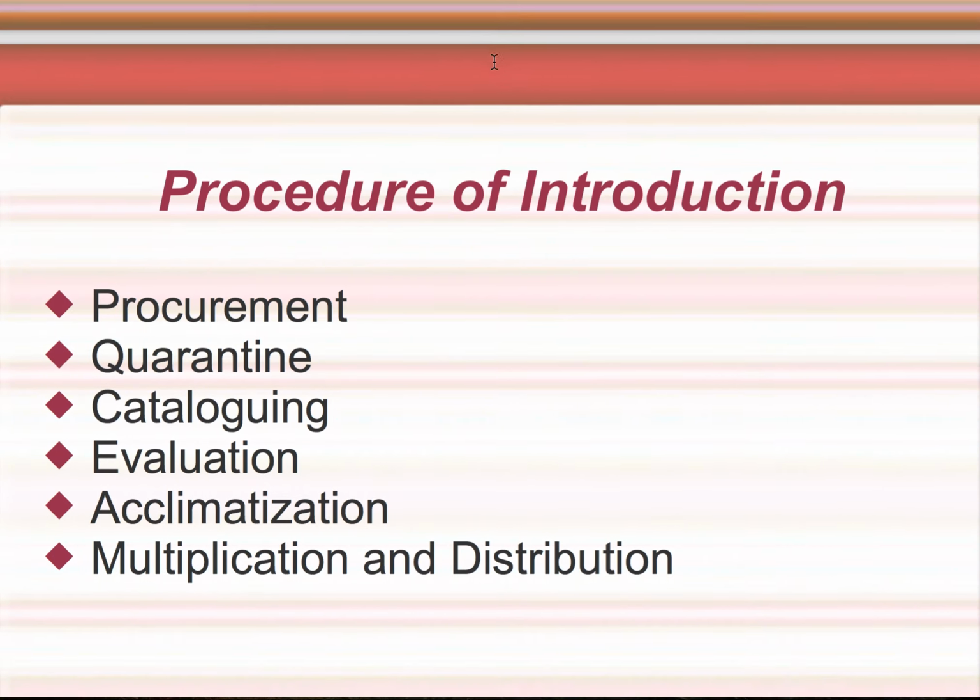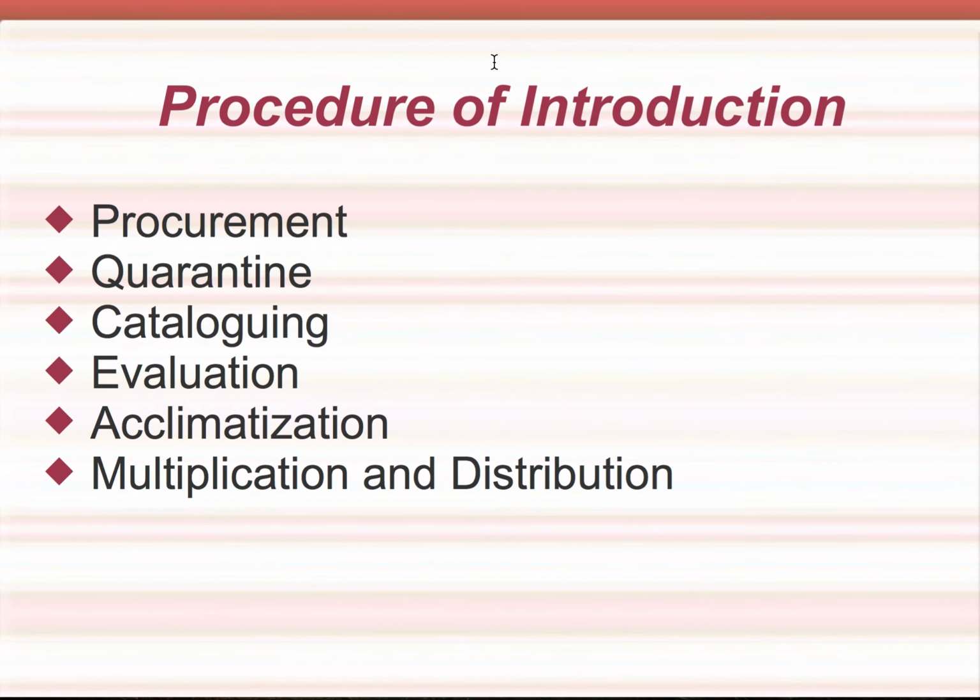And if we go into the details of the procedure of introduction, it mainly has six important steps. And the first one is obviously procurement of the genetic material, that is germplasm. Any individual or institution can introduce germplasm in India, but all introductions must be routed through NBPGR, New Delhi. And the next one is quarantine. Quarantine means keeping the materials in isolation in order to prevent spread of diseases and all. And all the introduced plant propagules are thoroughly inspected for contamination with weeds, diseases, and also insect pests.